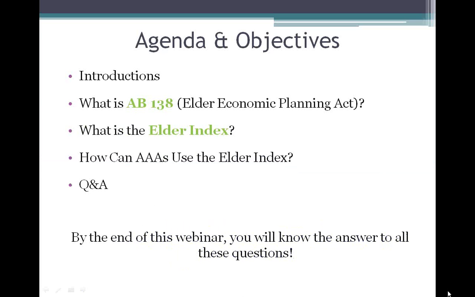Now, today's webinar is really focused on giving you the tools to know what the Elder Economic Planning Act is, what it requires that you include as part of your area plans, and also some information from your fellow Area Agency on Aging colleagues as to how they are using the Elder Index. And so we hope that by the end of this webinar, you will know the answers to all of these questions.